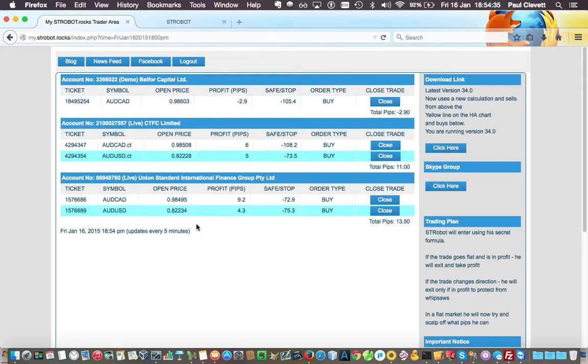My live account's got a couple of trades running on it that have just gone on. They're already 11, 13, 20 pips up, I suppose, on both accounts. I like to spread my risk across different trading accounts, but my favourite broker is USG. So you can find links to that on my websites, and we've got a few websites to go through.